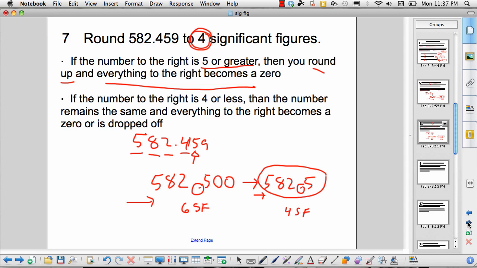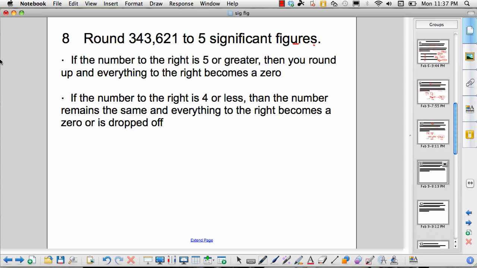Let's take a look at another example. In this one right here, I have 343,621, and they're asking me to round this to 5 sig figs, or significant figures. Notice I didn't write the comma here. The reason is that I don't want to get that confused with the decimal. I want to underline the first 5 sig figs, or the first 5 digits, I should say, and see how I'm going to round this.